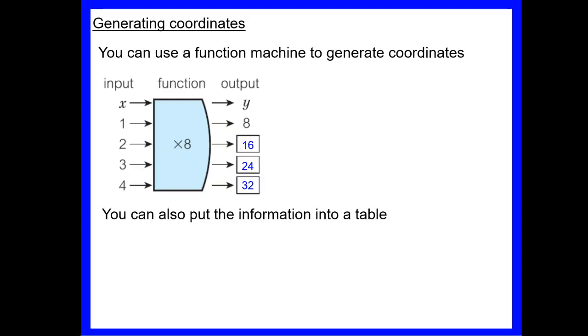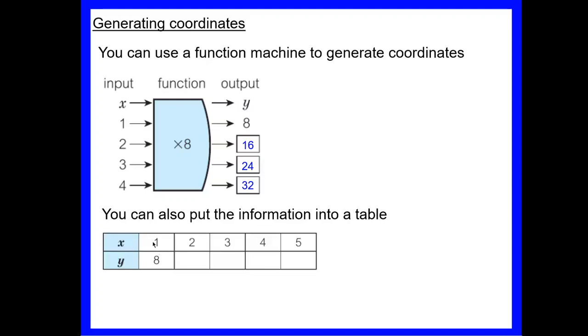Now, another way of showing this information would be to put it into a table. So we've got our x values here, and we're going to put our outputs, our y values, here. So we've got the first one, we've input 1, we got 8 as an output. If we input 2, our output of y is 16. Then we had 24 and 32. If I were to input 5 into the same machine, 5 times 8, I would get 40. So you'll also see these results in a table.